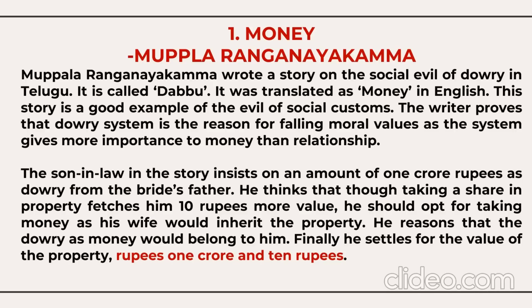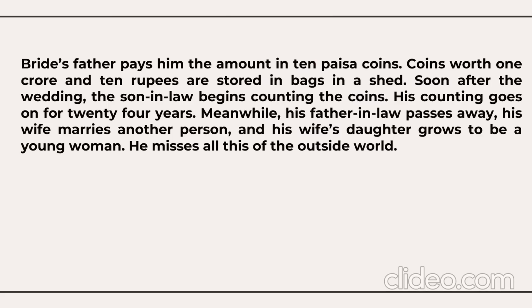Finally, he settles for the value of the property, that is 1 crore and 10 rupees. That's the dowry he has demanded. The bride's father pays him the amount in 10 paisa coins. Coins worth 1 crore and 10 rupees are stored in bags in a shed. Soon after the wedding, the son-in-law begins counting the coins. His counting goes on for 24 years.